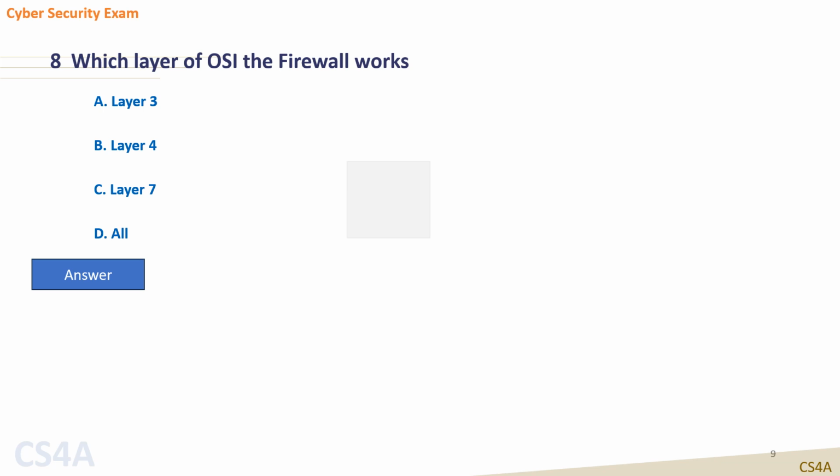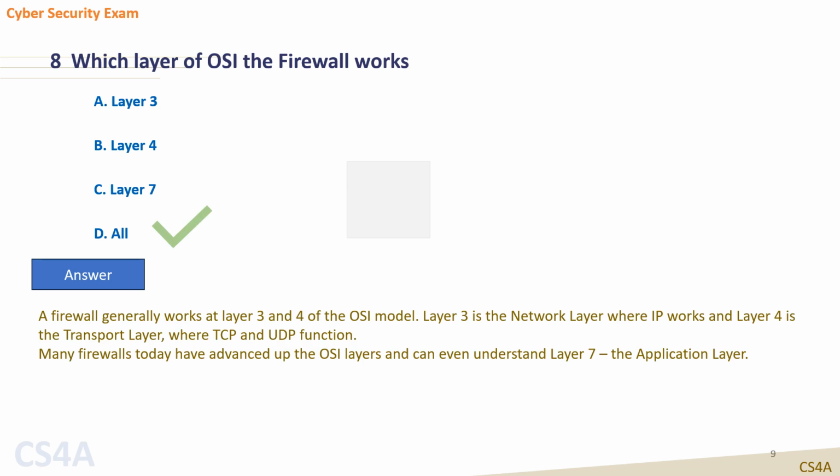Here the question is, which layer of OSI does the firewall work on? Layer 3, layer 4 and layer 7. So firewall works on all the 3 layers. So the answer is D. Typically the firewall works on layer 3 and layer 4, and the latest application firewall works on layer 7. So all are the correct answers.